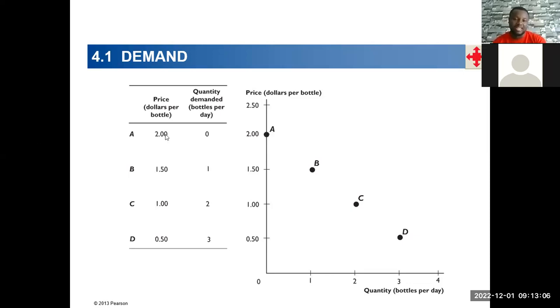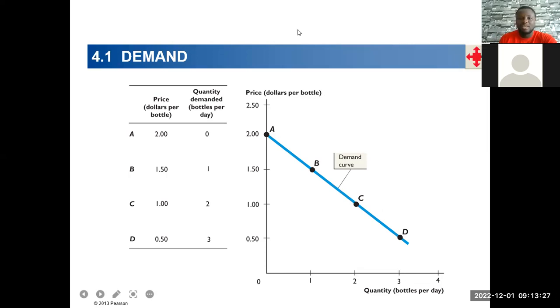So what we have here, this table, is the demand schedule. And a line drawn through these points is what we call the demand curve. So you see how the demand curve looks. It's sloping downwards. What this means is that there's a negative relationship between price and quantity demanded.